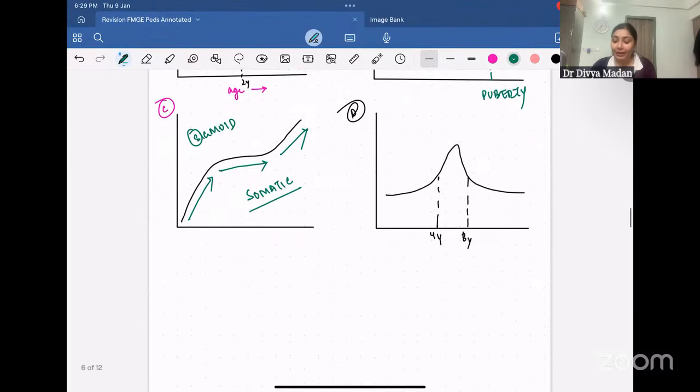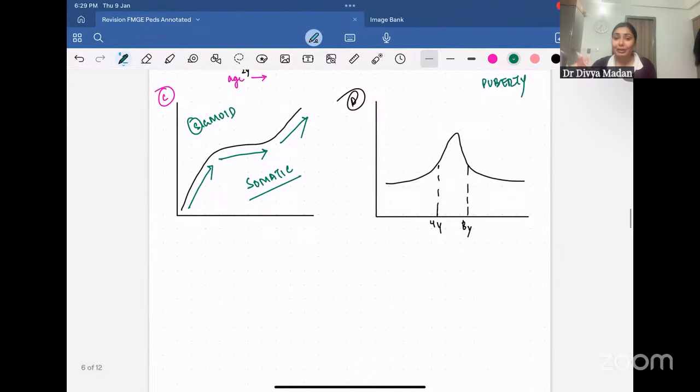And lastly, we have this curve where you can see there is a single peak between 4 to 8 years of age. What is this? This is the curve for lymphoid growth.